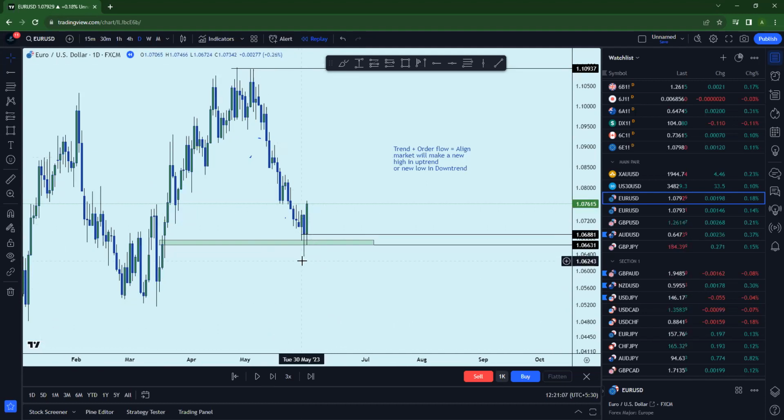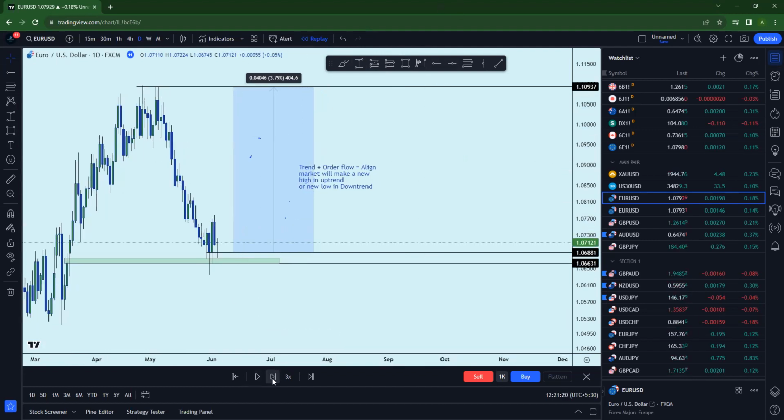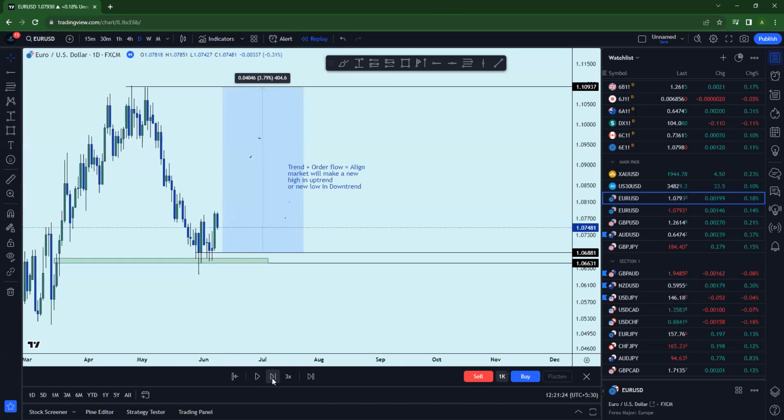This should be your entry, stop loss here, and you ride all the way from here to here, almost 400 pips. Okay. So let's see what the market is going to do. Came back, reacted, then took off.